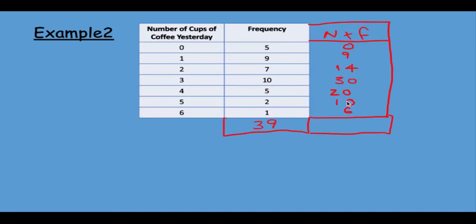So we need to add up those numbers now. So this number represents the people who drank the cups of coffee, 39 people. And this column here represents the number of cups of coffee that were actually drunk. So we've got 9 plus 14 plus 30 plus 20 plus 10 plus 6 equals 89 here.